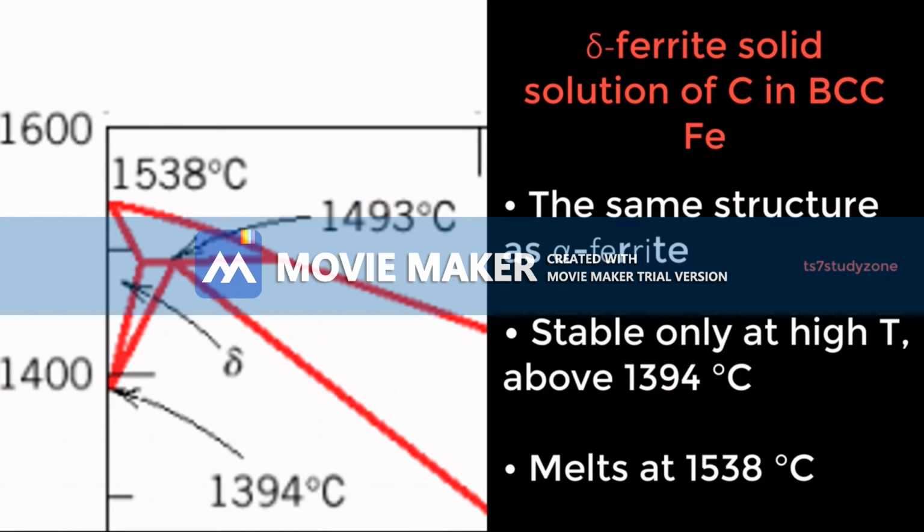Delta ferrite, solid solution of C in BCC Fe. The same structure as alpha ferrite, but stable only at high temperature, above 1394 degrees Celsius. Melts at 1538 degrees Celsius.